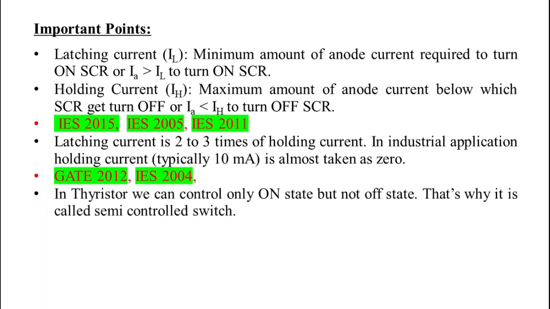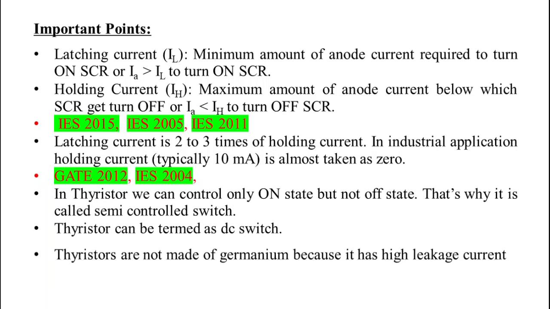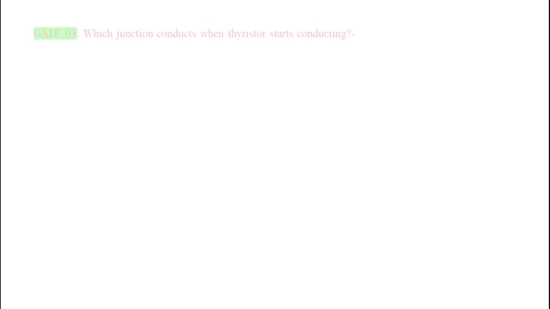Next is, in Thyristor we can control only the on state but not the off state. That's why it is called a semi-controlled switch. Thyristor can be termed as a DC switch. Thyristors are not made of germanium because it has high leakage current.